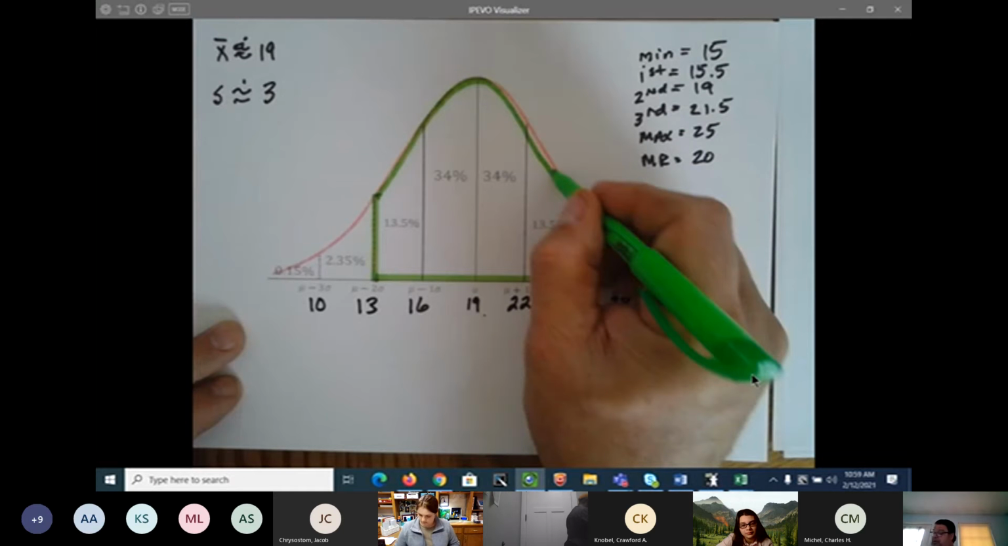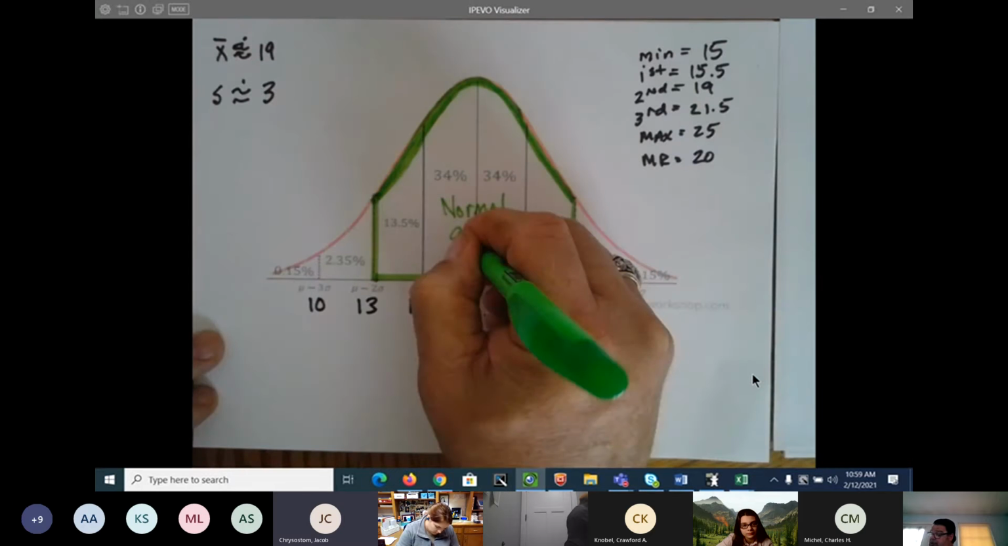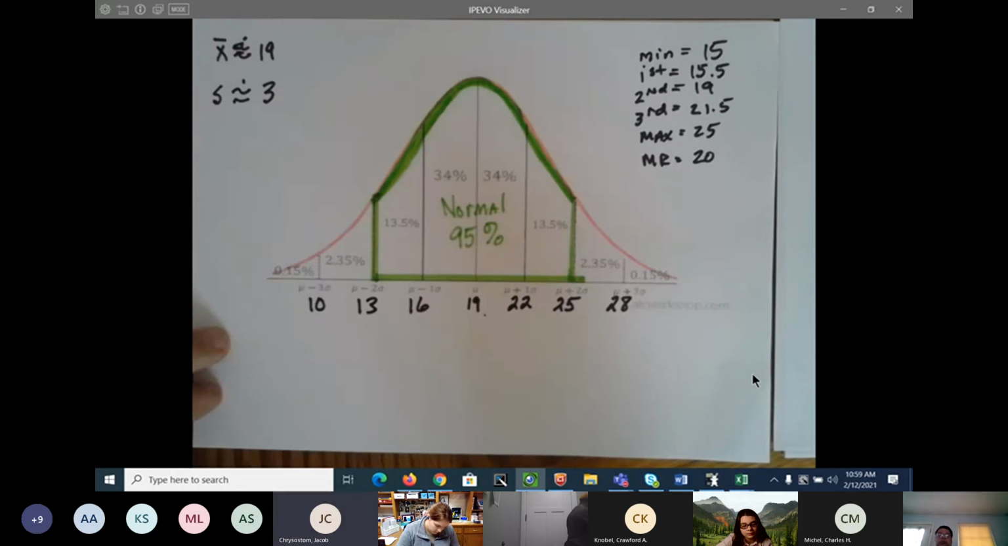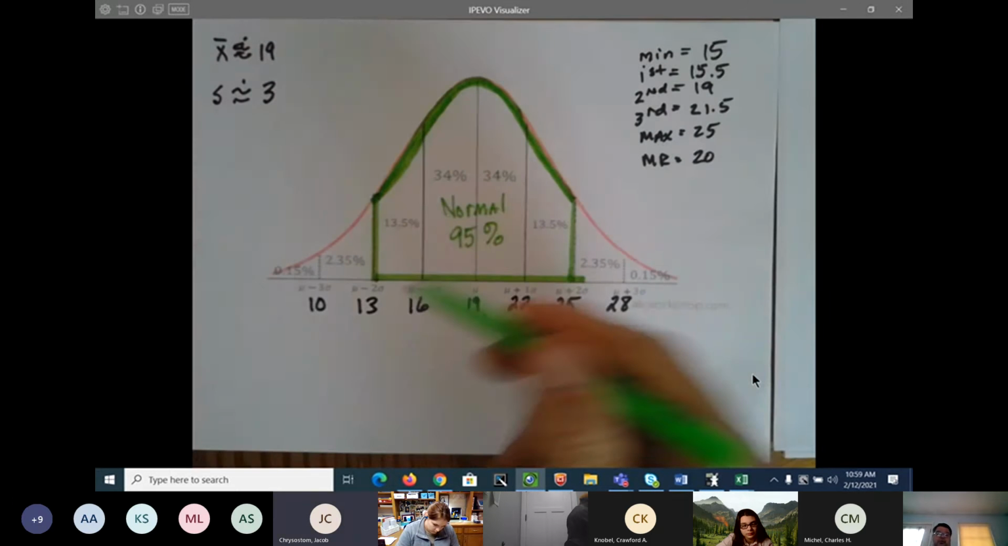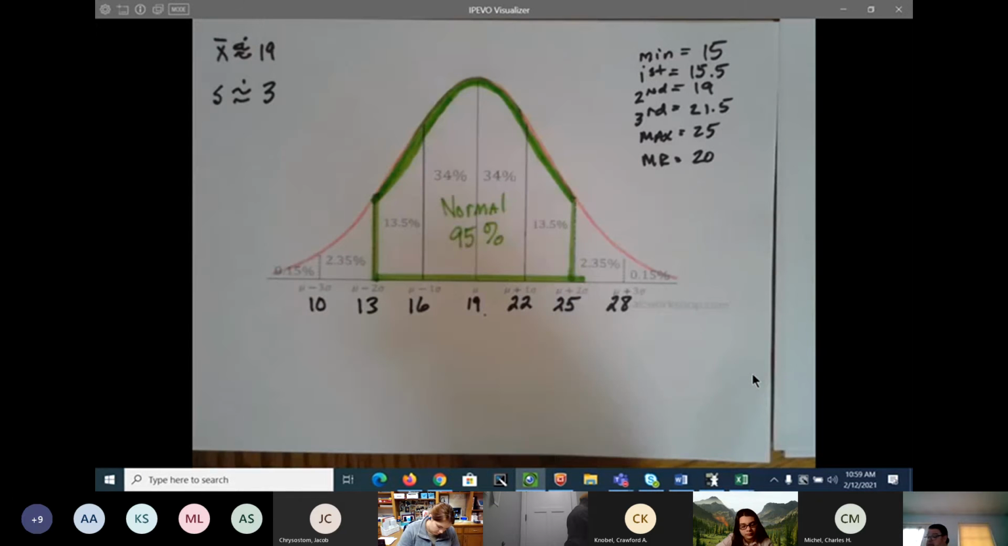And what does that represent? That represents normal. And what's the percentage? 95%. So in our classroom, let's say this is a classroom that ages in the classroom. If I have a 10-year-old or an 8-year-old in my class, that is considered an outlier. If I have a 19-year-old in my class, that is considered normal. Okay, so now I'm going to take my yellow highlighter and I'm going to highlight the unusual.